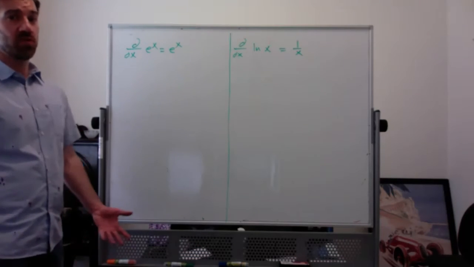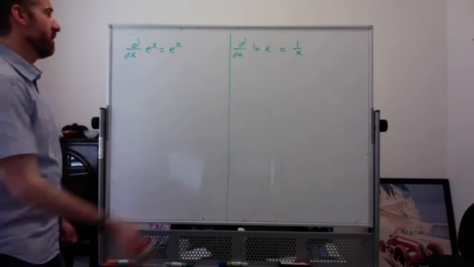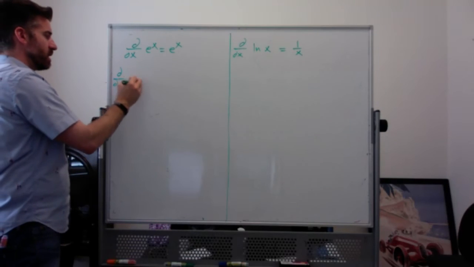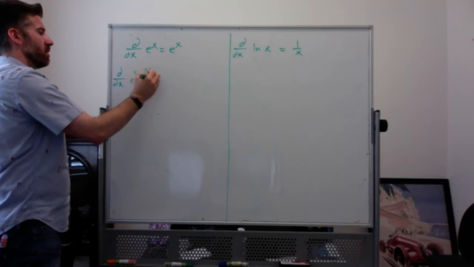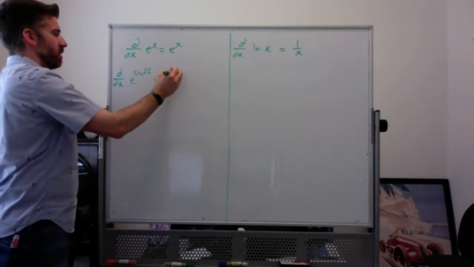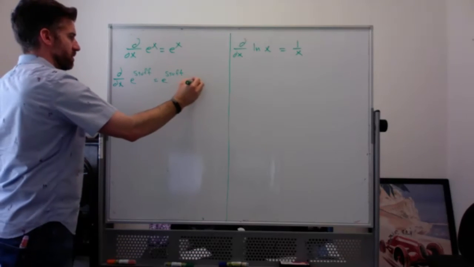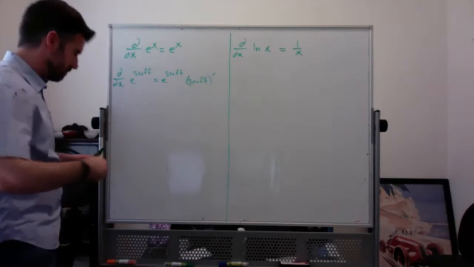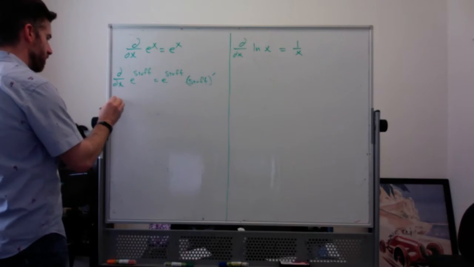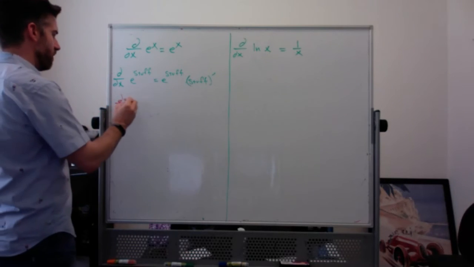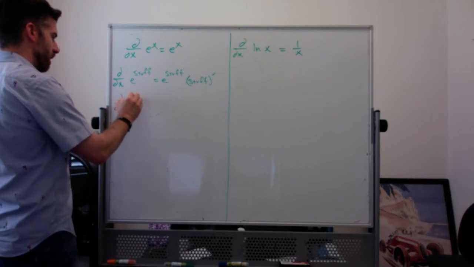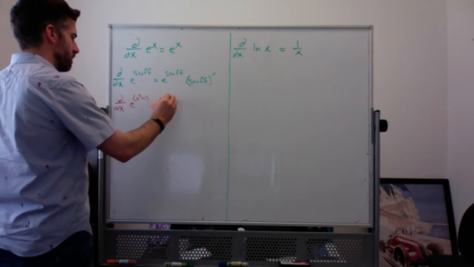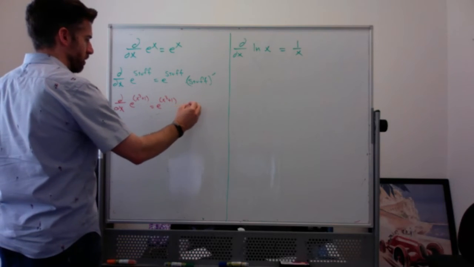And then there's the chain rule version of these formulas. So if the derivative of e to the x is e to the x, the derivative of e to the stuff is e to the stuff times the derivative of stuff. For example, the derivative of e to the x cubed plus 1 is e to the x cubed plus 1 times 3x squared.